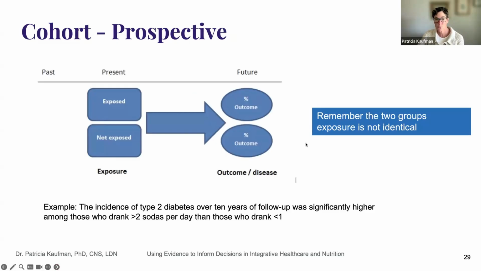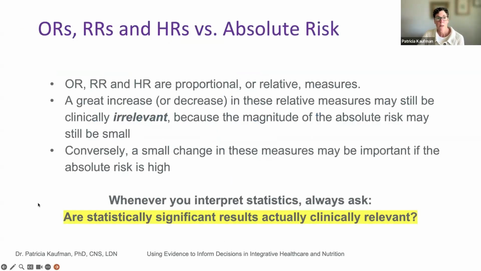And remember, the exposure in the two groups is not identical. The exposed could eat 3 servings of vegetables a day, and those not exposed might not eat any vegetables a day. The outcome could be decreased risk of mortality for the exposed, and increased risk of mortality for the not exposed. Or my example here that I give about type 2 diabetes.